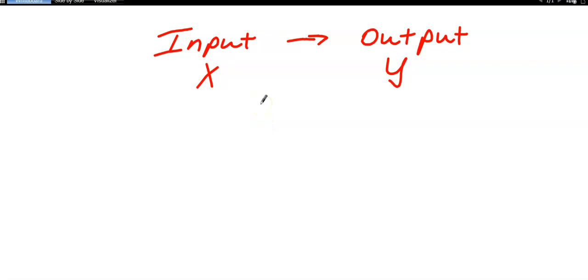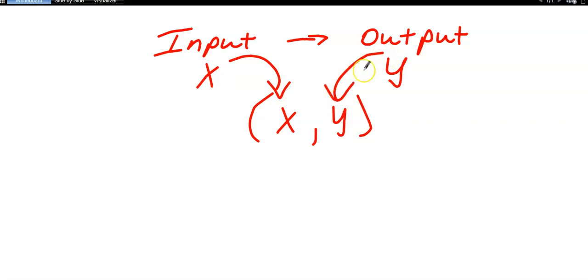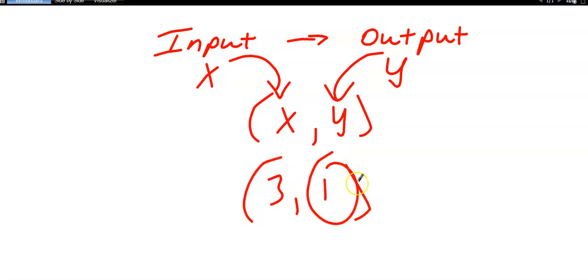Sometimes the inputs and outputs are already labeled for you as x and y ordered pairs. So this is the input and that's the output. So if you have, for example, (3, 1), the 1 is the output, the 3 is the input.